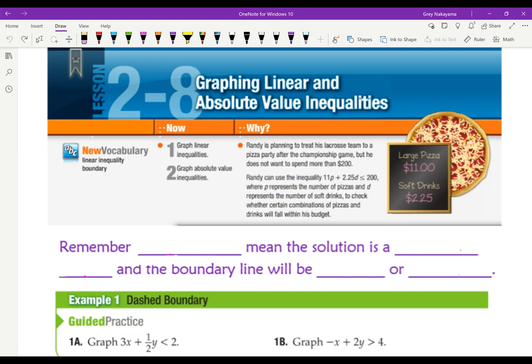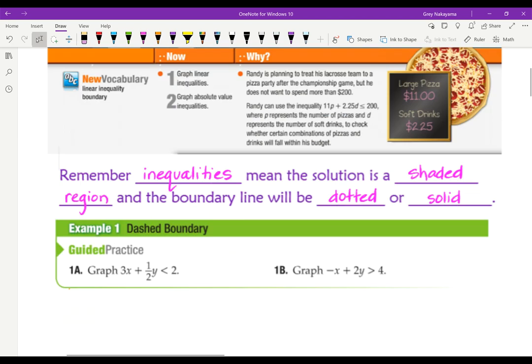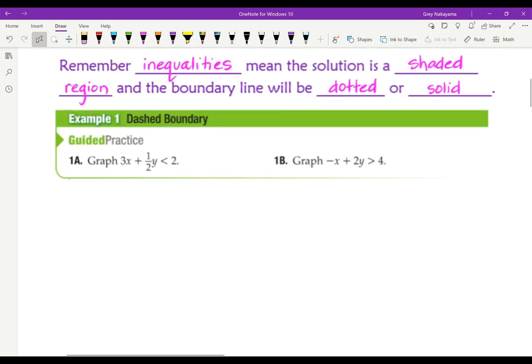Okay, so first off, remember that inequalities means the solution is a shaded region and the boundary line will be dotted or solid. To make this go a little bit faster, I'm going to talk about how to graph it and then show you the graphing so you don't have to get bogged down with mine not being able to graph on this electronic device.